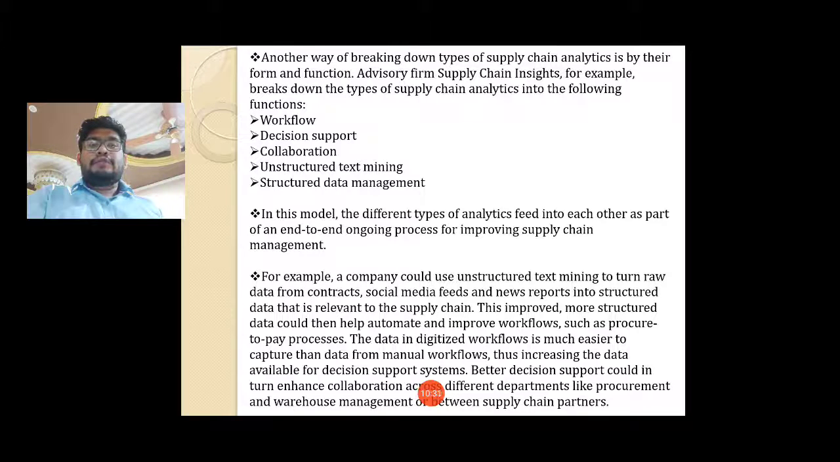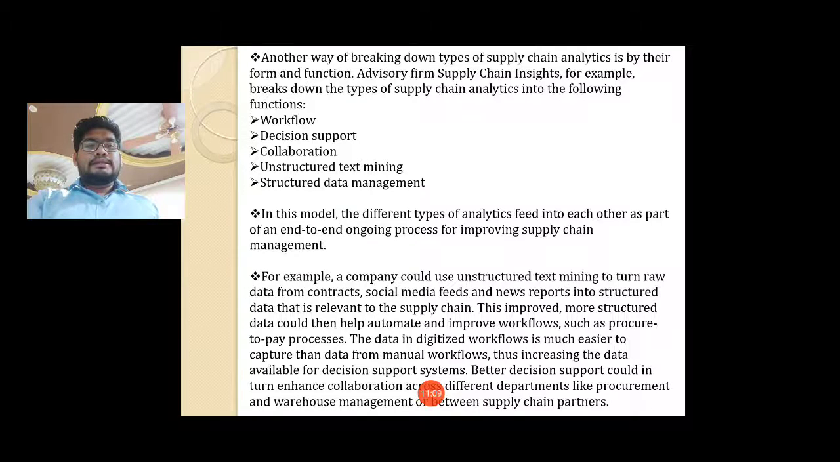In this model, the different types of analytics feed into each other as a part of end-to-end ongoing processes for improving supply chain management. Now let's take an example of the same. A company could use unstructured text mining to turn raw data from contracts, social media feeds, and news reports into structured data that is relevant to the supply chain. This improved, more structured data could then help automate and improve workflows such as procure to pay processes.